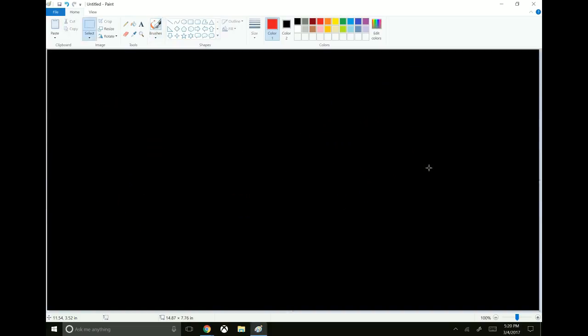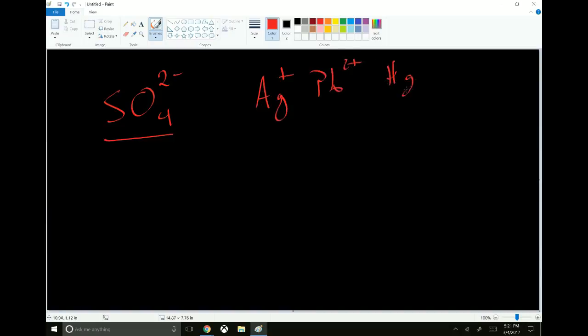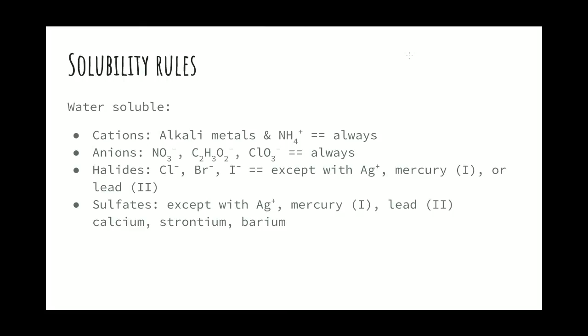Sulfate, hopefully you'll remember, is SO4 2-. So any salt involving a positive ion, a cation, bound to SO4 2- is called a sulfate. Okay. So sulfates are usually soluble. The exceptions are, again, silver, lead, and mercury 1. But also, as you see here in the list, calcium, strontium, and barium.